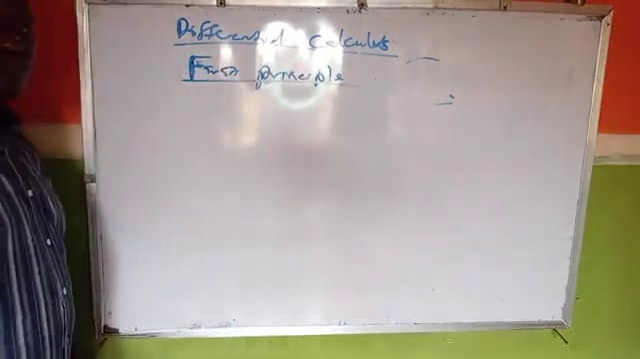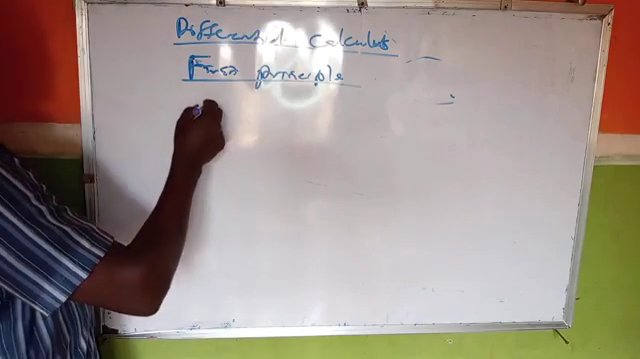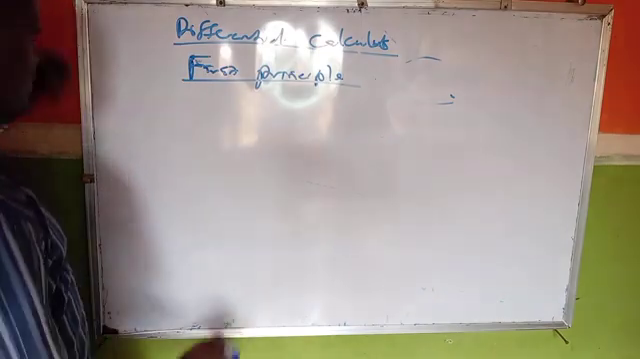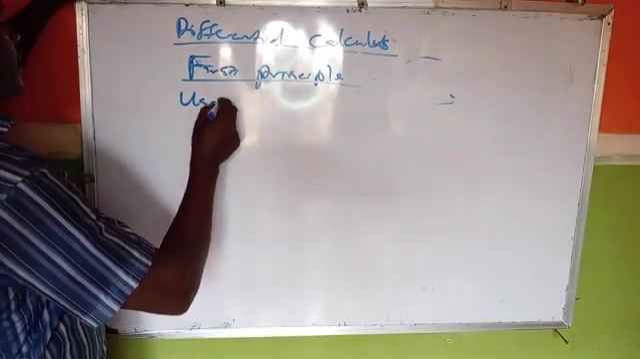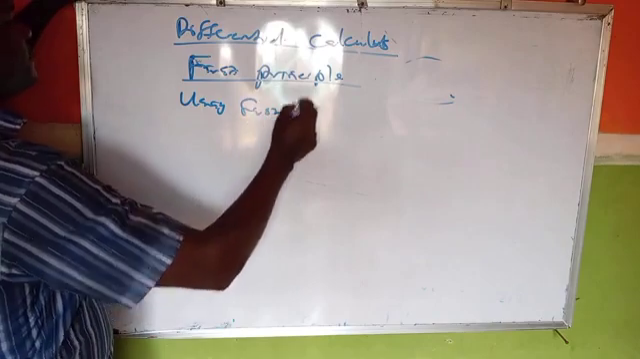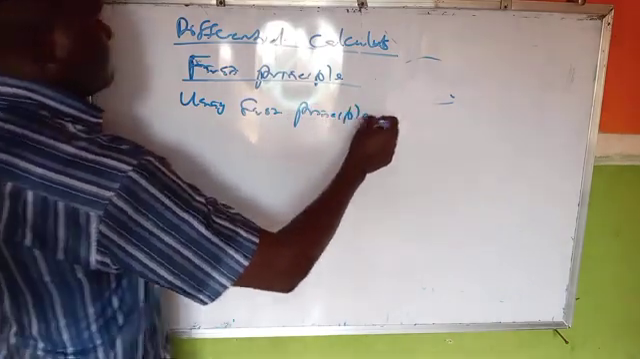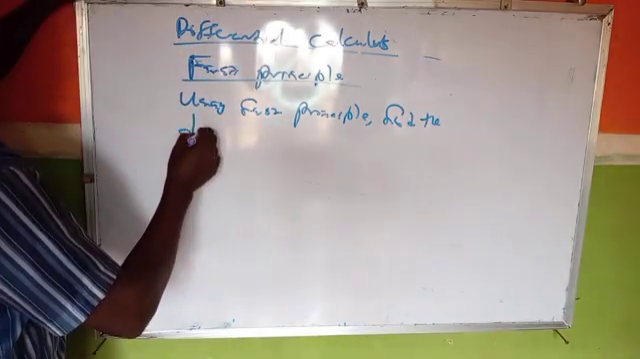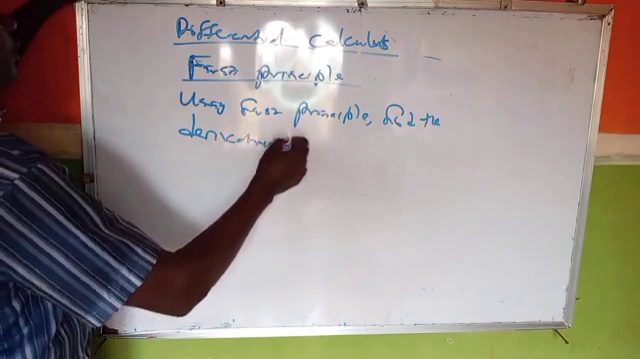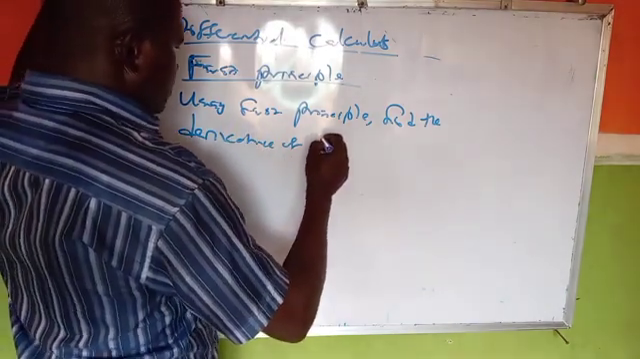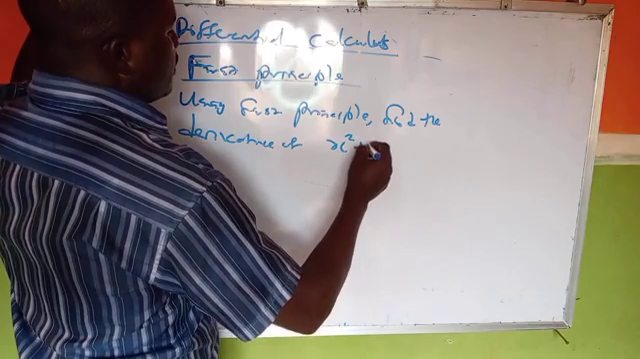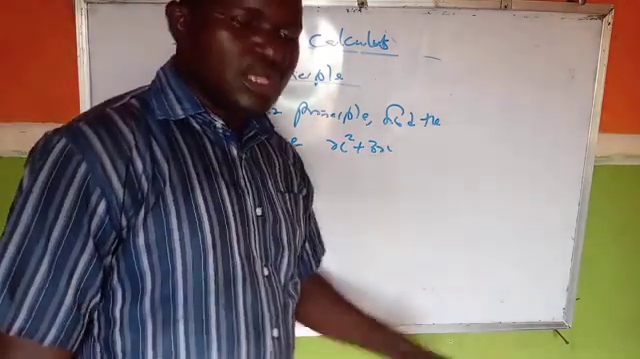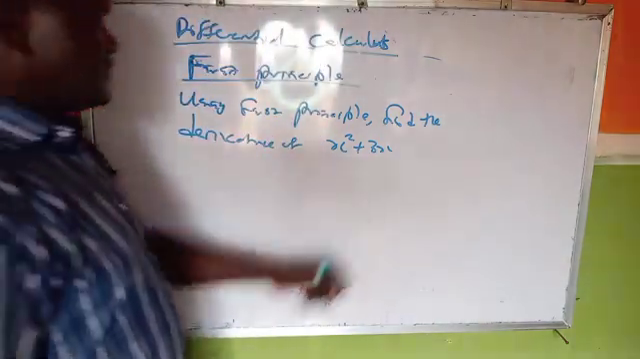First principle. They are saying, using first principle, differentiate. Using first principle, find the derivative of, let's say you have x squared plus 3x. Now look, here is the function; find the derivative of this.